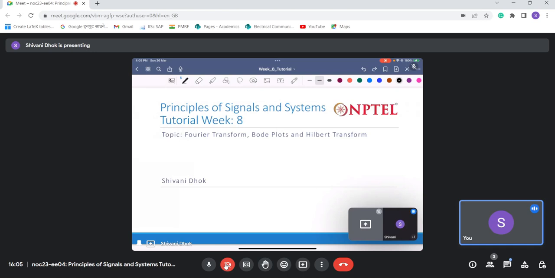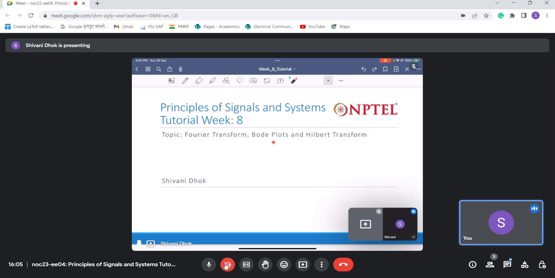So, in this 8th week, the concept of Fourier transform was further extended for solving some examples, and its significance with respect to Bode plots and Hilbert transform was discussed. In the previous tutorial, I covered some basic questions related to Fourier transform, like how to find the Fourier transform and some properties of Fourier transform. But in this session, I'll focus majorly on how to use properties of Fourier transform further.